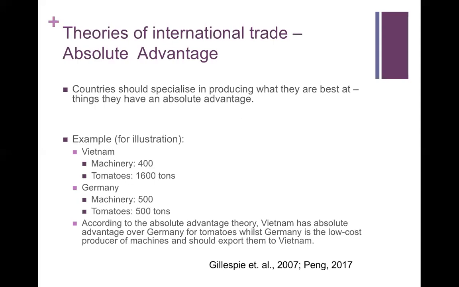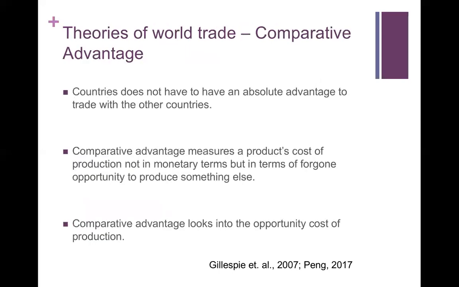Now the thing is, when it comes to analyzing trade between two countries, we are probably not going to have a case where one country is better in one aspect than the other country. Therefore, people also suggest the comparative advantage, where they look at the measure of cost of production, not in monetary terms, but in terms of foregone opportunity to produce something else.